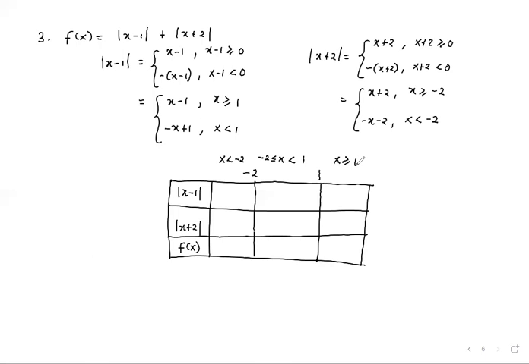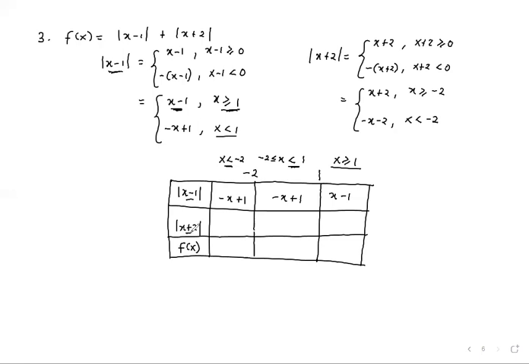So we go to the modulus of x minus 1. The modulus of x minus 1 is defined as x minus 1 when x is greater than 1. So in the interval where x is greater than 1, this piece is defined as x minus 1. In the interval where x is less than 1, it is defined as -x plus 1. Now when x is less than -2, automatically it is less than 1. So it is still defined as -x plus 1.